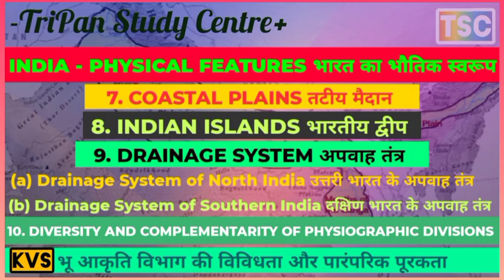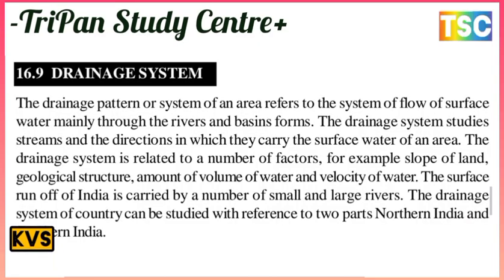The next important topic here is the drainage system. There is an important point here. The drainage pattern of an area refers to the system of flow of surface water mainly through rivers and basin form. The drainage system is the study of streams and the direction in which they carry the surface water in an area.